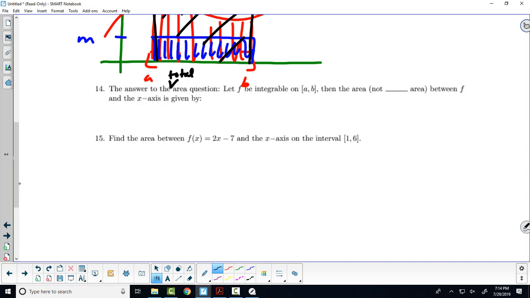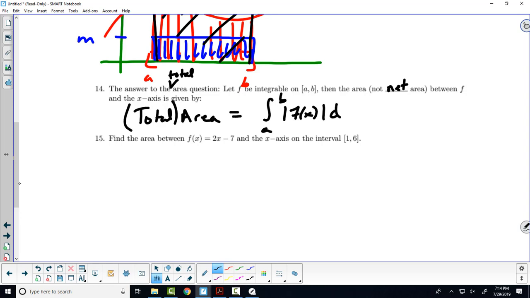So specifically here, I'm not talking about the net area. So how would we find it? The total area is the integral from a to b of the absolute value of f of x dx.